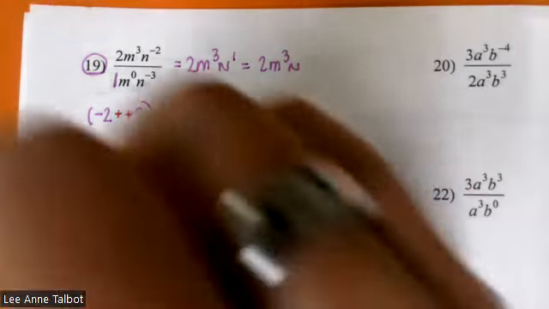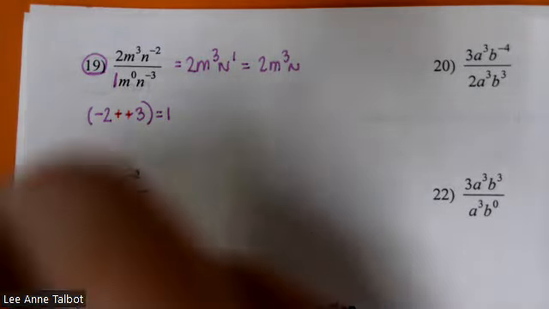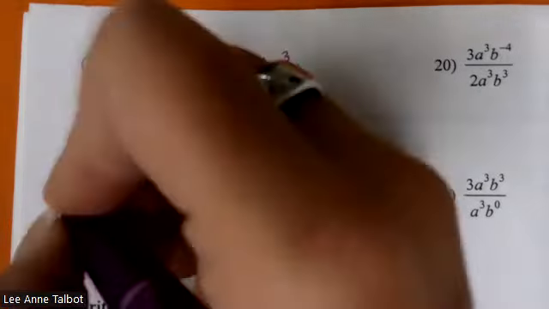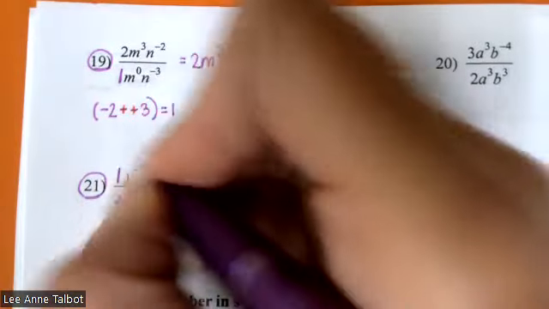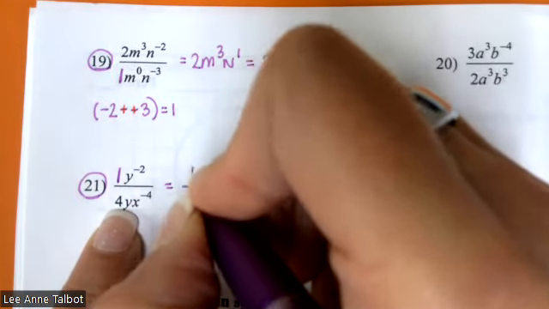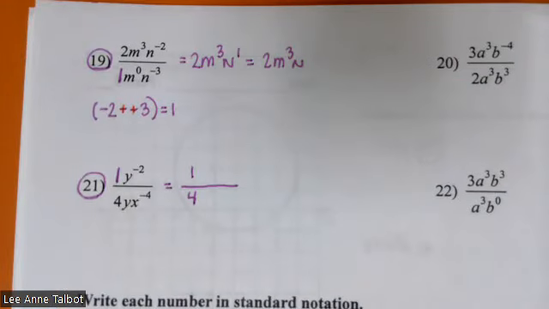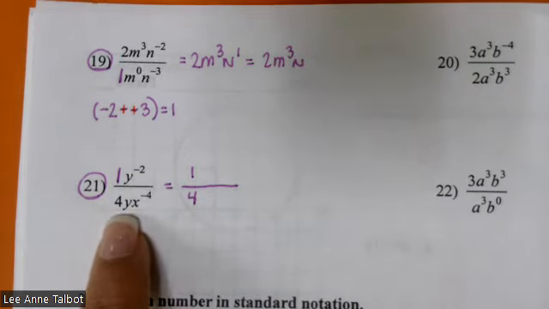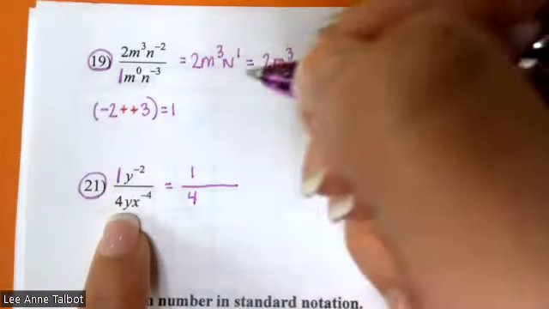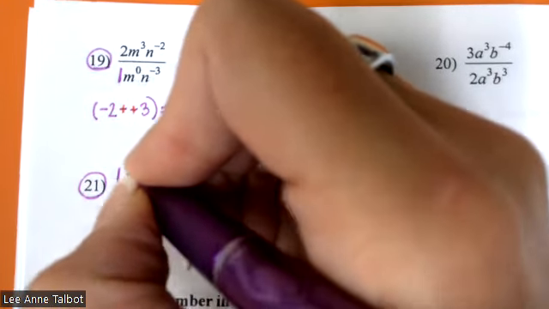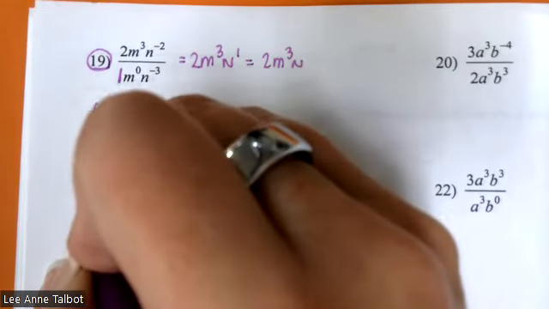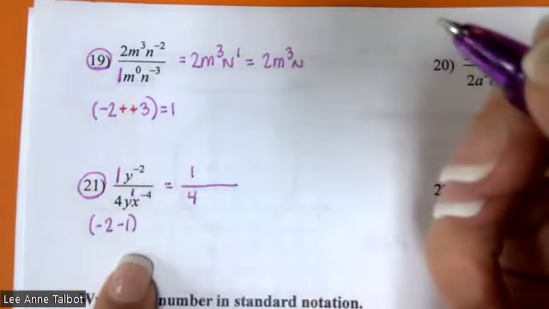Okay, now let's do 21 just because. All right, so I'm gonna put a 1 in front here. Divide the numbers. Really, you can't divide 1 divided by 4 in a fraction. 1 divided by 4 in a fraction is 1 divided by 4. Okay, now what is, this is a 1 here, -2 minus 1.